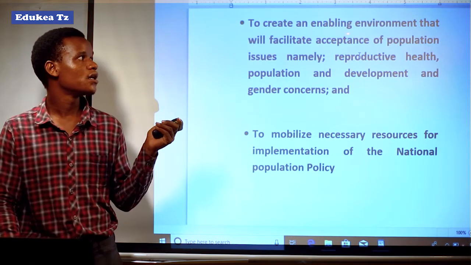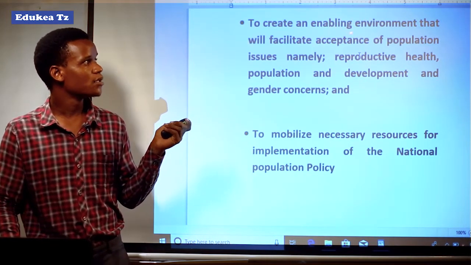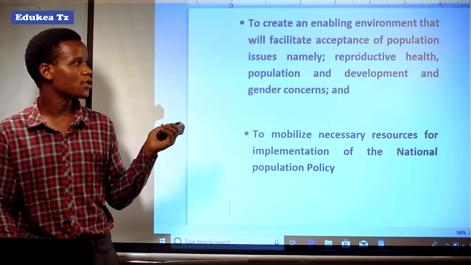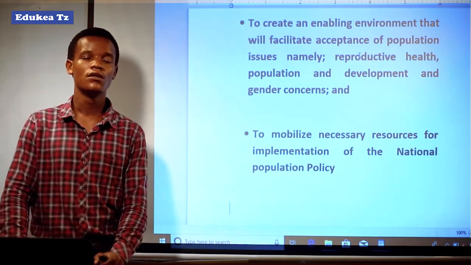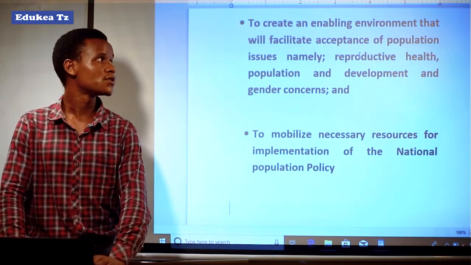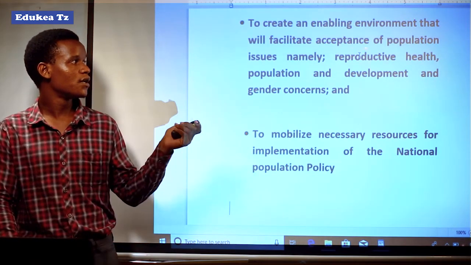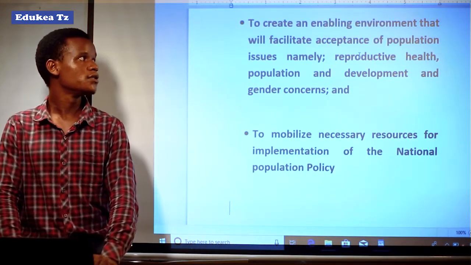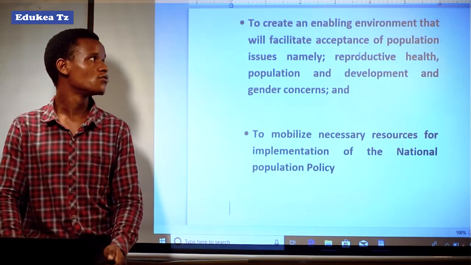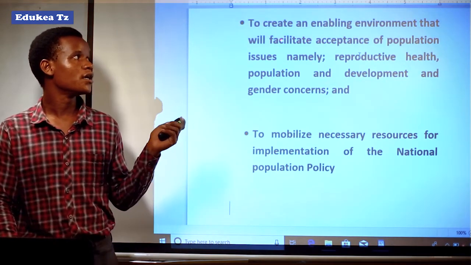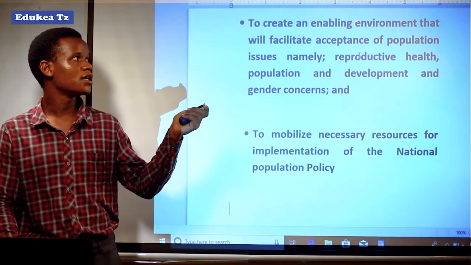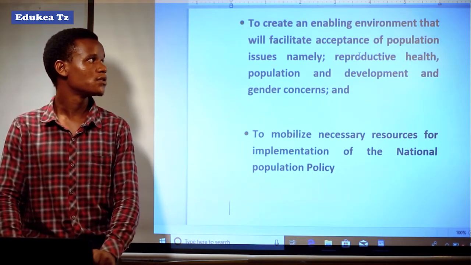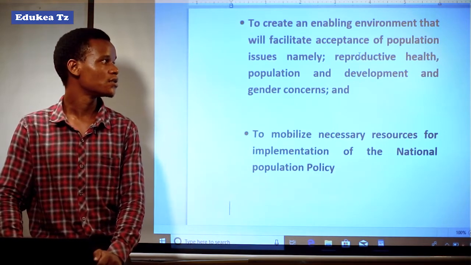Another is to create an enabling environment that will facilitate acceptance of population issues, namely reproductive health, population and development, and gender concerns. Also, through the presence of these policies, those different areas like reproductive health, population development, and gender concern will be able to be put in a good way that will support the life of people inside. So the presence of those kinds of policies plays a great role for the government to create an enabling environment that is fit and good for supporting the lives of people within a certain country.